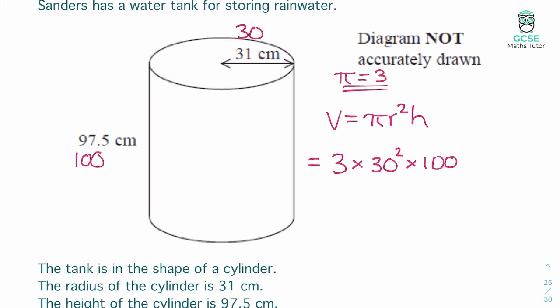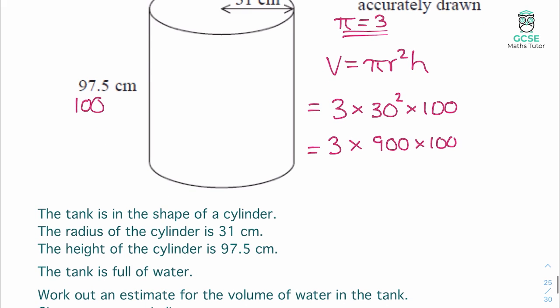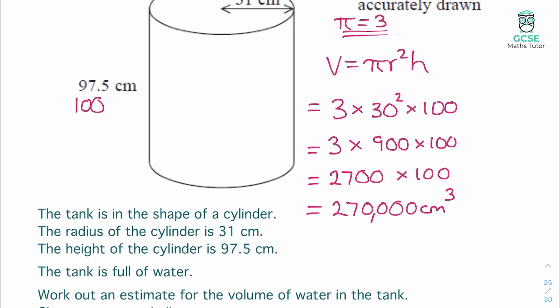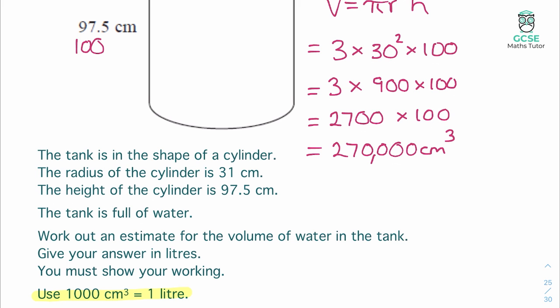So let's work that out. Well, that's 3 times 30 squared. We could write that to the side. 30 times 30 will be 3 times 3, which is 9, and 2 zeros. And then times by 100. 3 times 900 will be 3 times 9 is 27, and then 2 zeros, so it's 2,700, and then times it by 100 adds another 2 zeros on, so 2,700 with 2 more zeros is 270,000, and that is in centimetres cubed. So we have our answer in centimetres cubed. Quite a lot to do there.